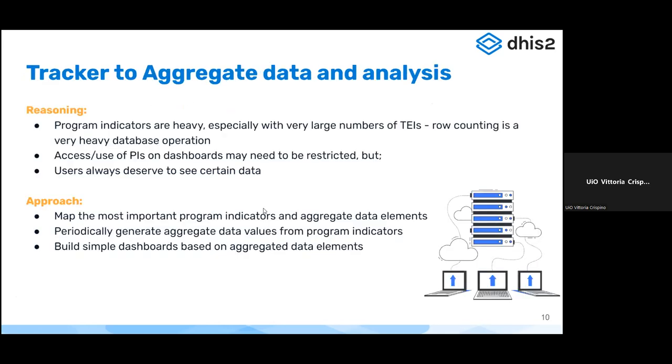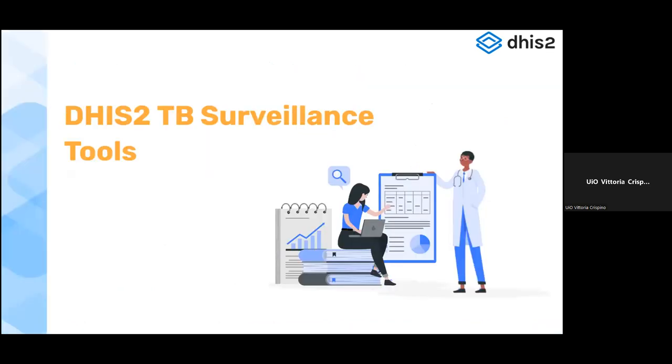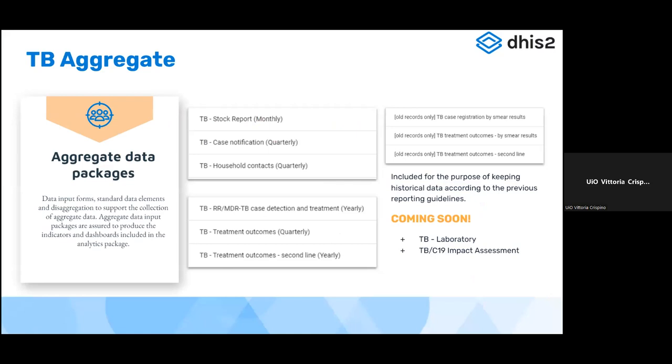So the approach to do that very quickly is just to map the most important program indicators so that you can have one single output and periodically generate this aggregation in order to have these global dashboards and outputs that you might want to report. So now, very quickly to go into the surveillance tools. So Yuri will have enough time to give us a view of the system directly from our demo environment.